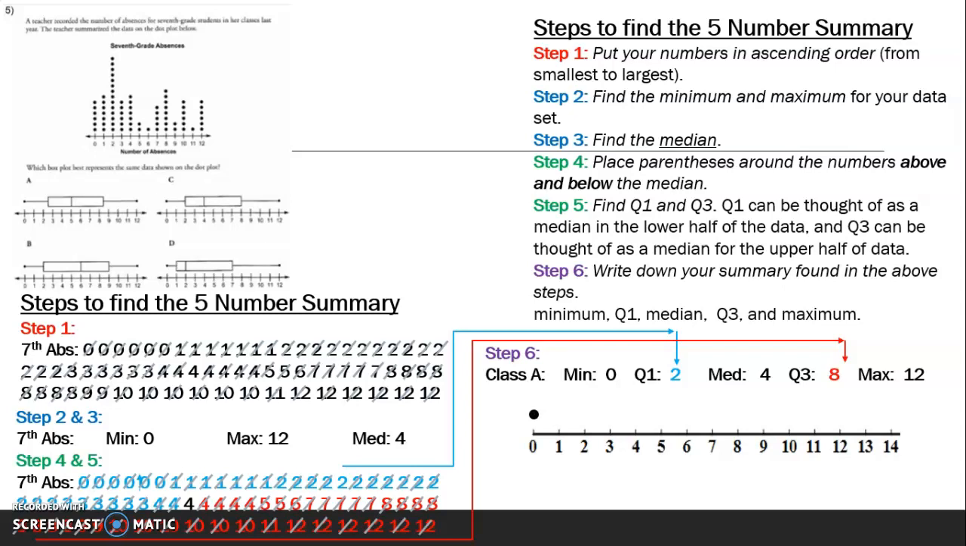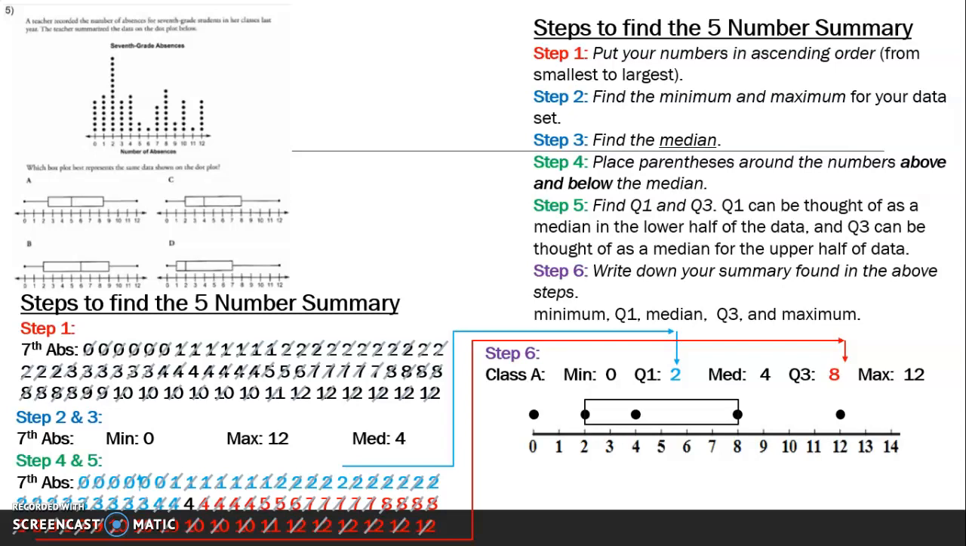So my minimum is 0. My quartile 1 is 2. My median is 4. Quartile 3 is at 8. And my maximum is at 12. Okay, so I put those values on my graph.